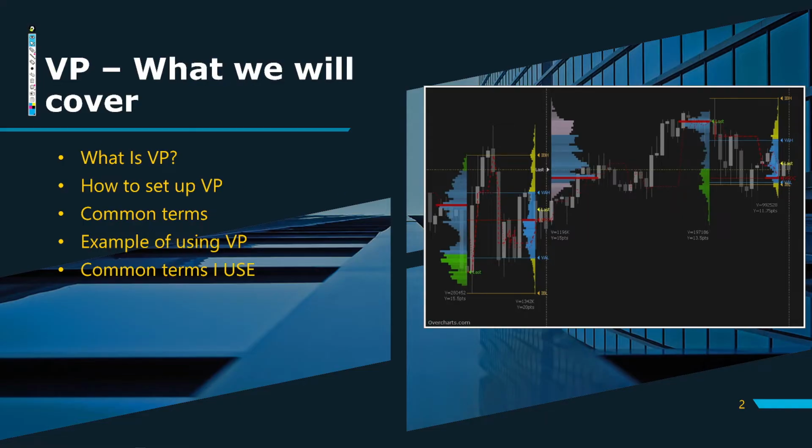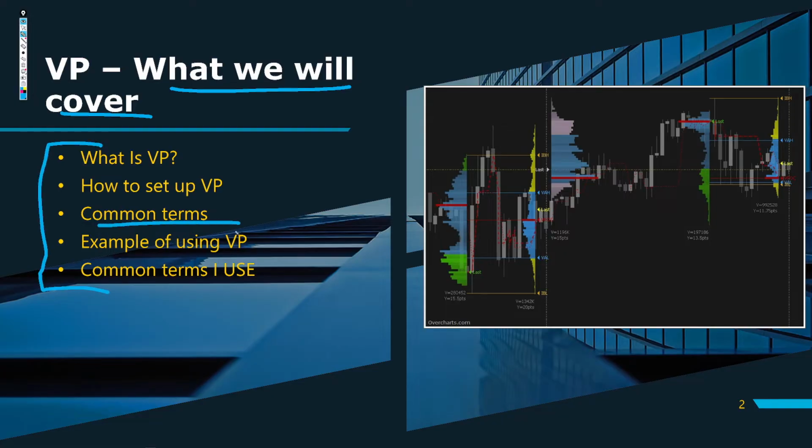So what is VP? This is what we're going to cover, right? What is VP? How to set it up, common terms, examples of using VP, and then common terms that I use. Because VP wasn't taught to me.